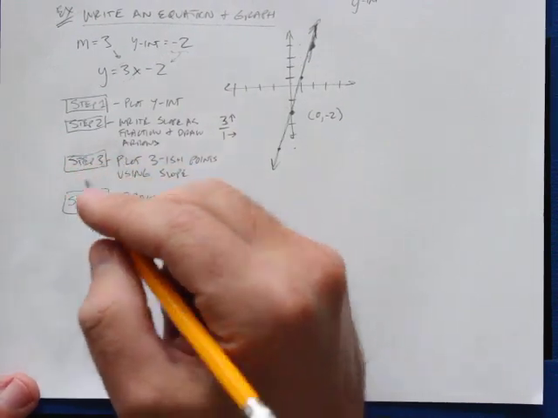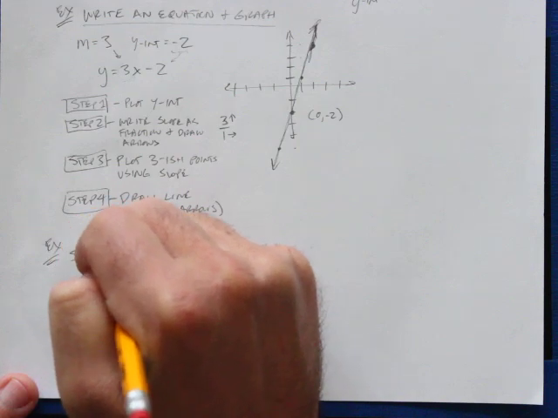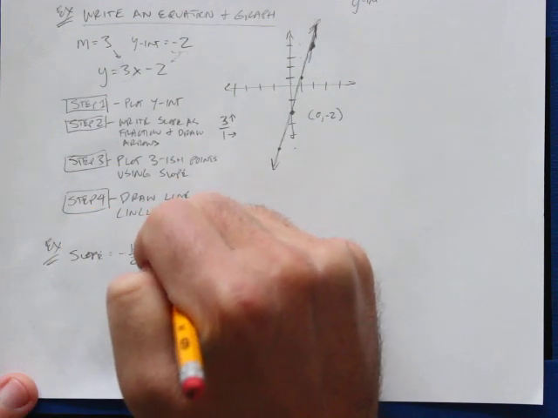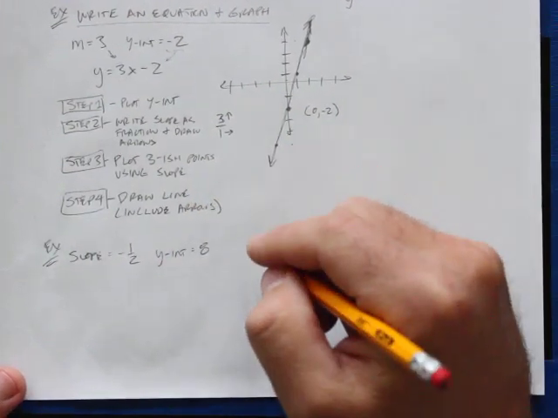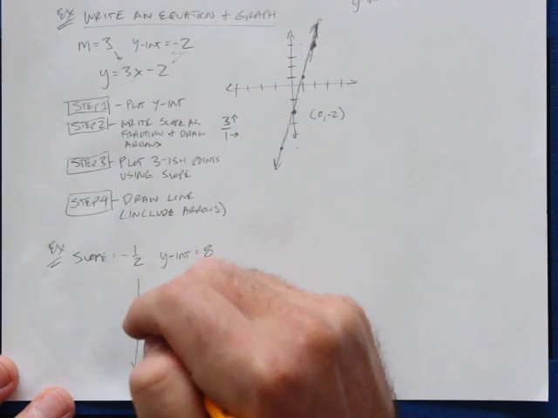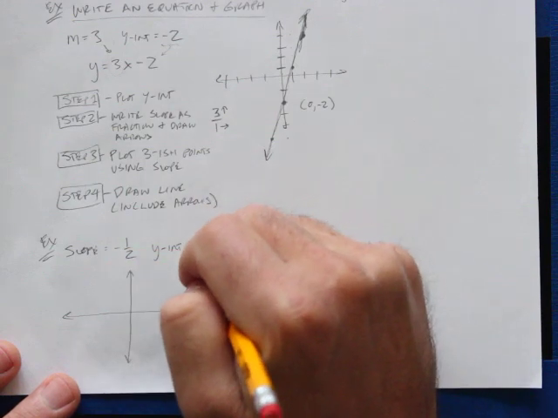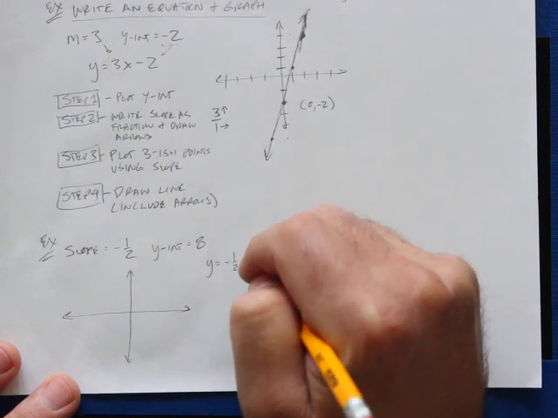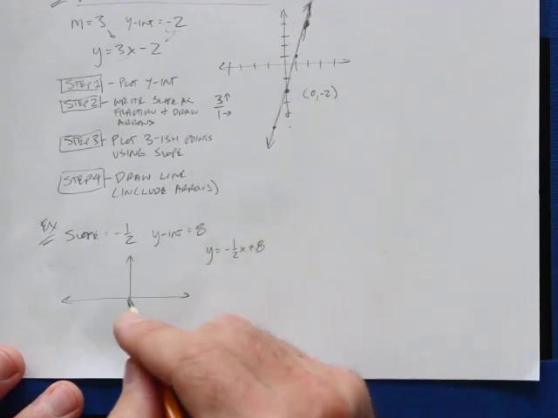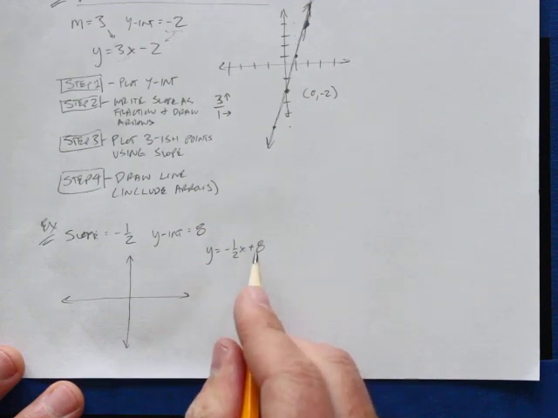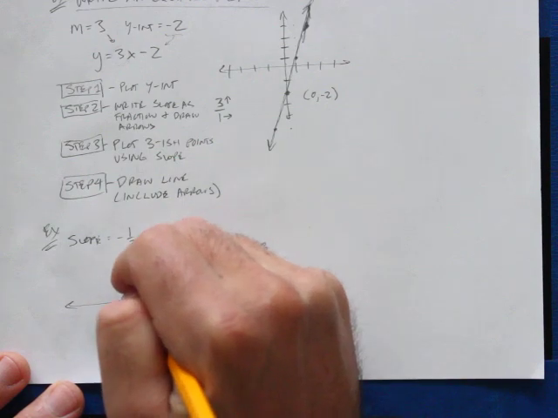All right, let's do another one. Slope is -1/2. Y-intercept is 8. All right, we're going to do this one together, and then I'm going to give you a try. Draw my graph. I'm going to write y equals -1/2 x plus 8. I'm going to find my y-intercept. 1, 2, 3, 4, 5, 6, 7, 8, right there.